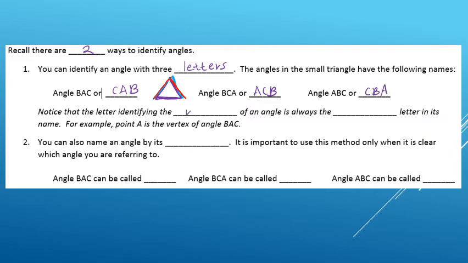Notice that the letter identifying the vertex of an angle is always the middle letter in its name. For example, point A is the vertex of angle BAC. It's right in the middle. You can also name an angle by its vertex. It's important to use this method only when it's clear which angle you're referring to. And triangles are pretty clear that way. So angle BAC could also be called angle A because A is its vertex. Angle BCA can be called angle C. And angle ABC can also be called angle B.